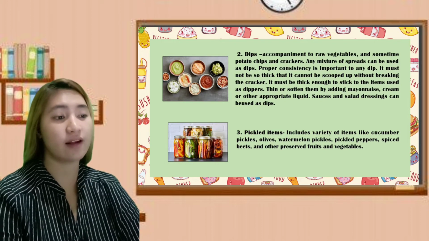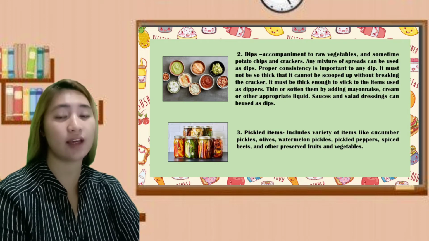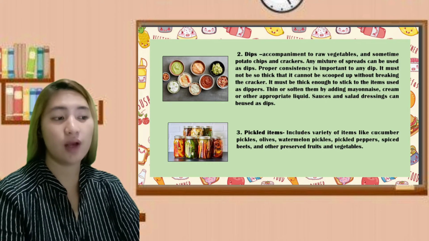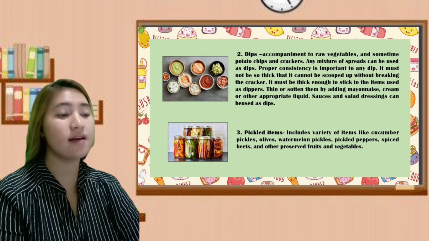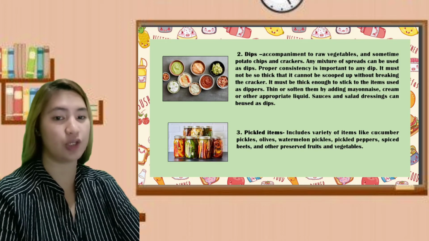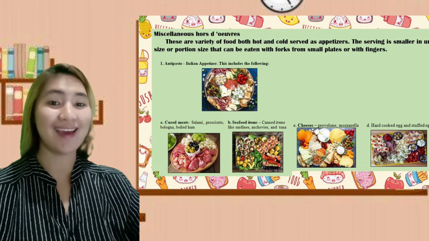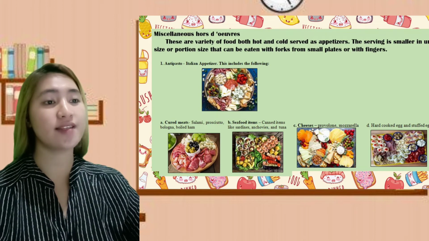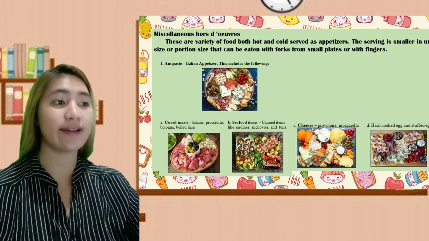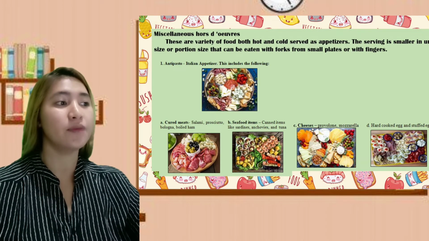And the second is the pickled item, which is the variety of items like cucumber, olives, peppers, sliced beets, and other preserved foods and fruits and vegetables. Okay, Mr. Bautista, how about miscellaneous hors d'oeuvres? Okay, exactly. Miscellaneous hors d'oeuvres are the variety of foods, both hot and cold, served as appetizer.